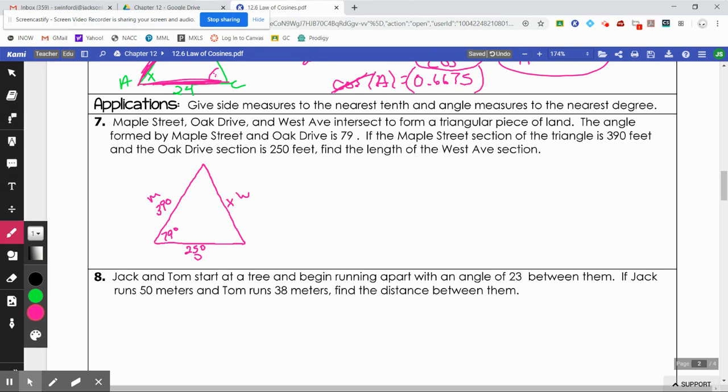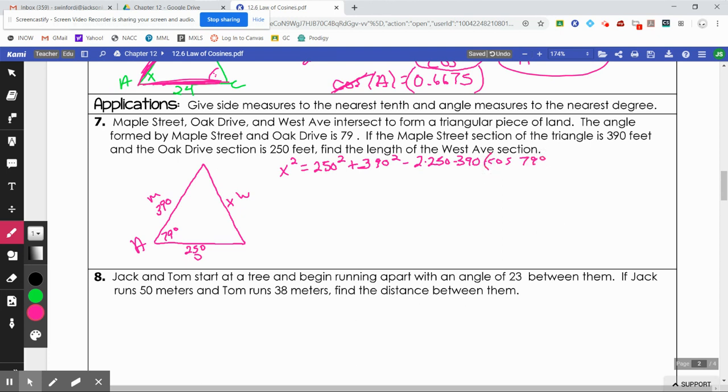So here's your formula. We'll call this our A, and the other two are B and C. So you have A squared equals B squared plus C squared minus 2 times B times C times the cosine of 79, and it doesn't matter really which is which.